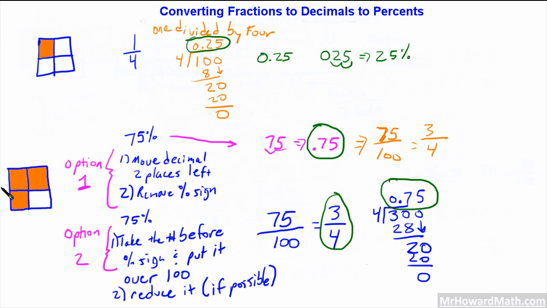So now we've given it graphically, we've given it in percent, decimal, and fraction form. Okay, and we used two options. Since we started with the percent, we had two ways we could go. You pick the way that works best for you.